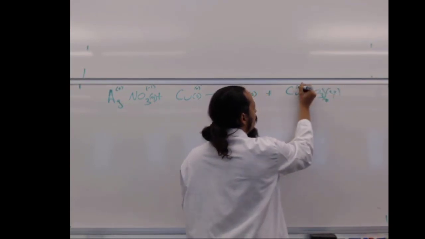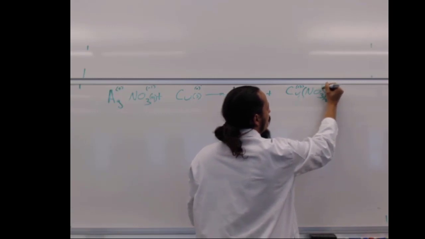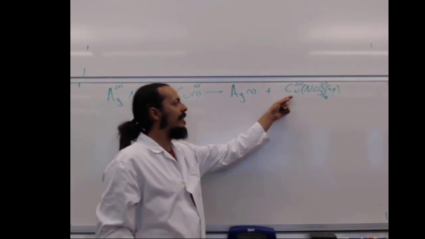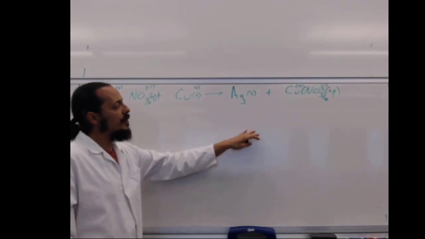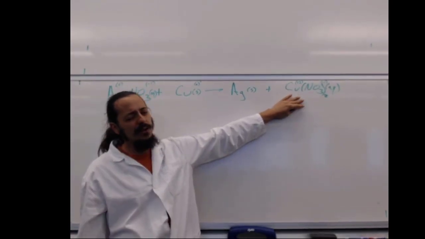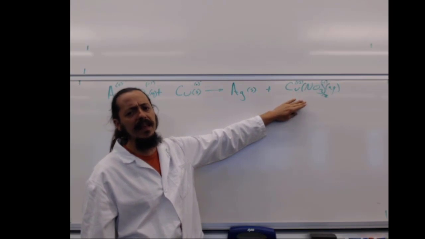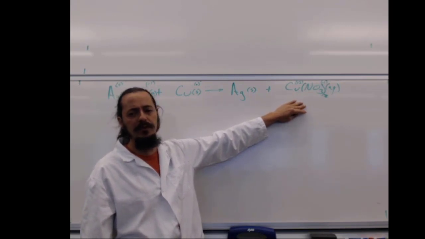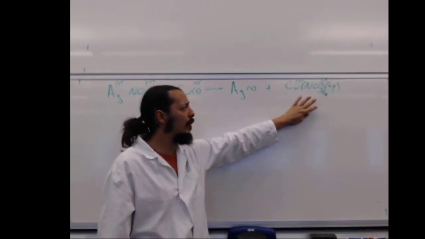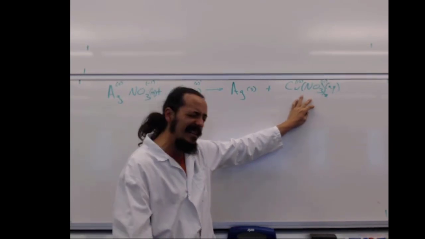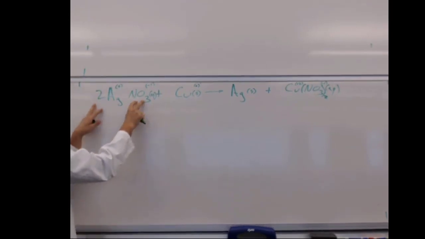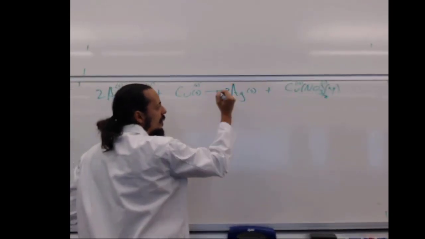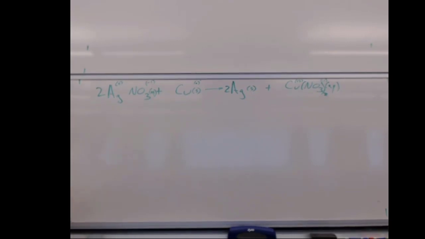That would be a +2 up there, -1 there. So 2 nitrates are attracted. This is copper 2 nitrate. So in this situation, I would need to tell you specifically that it was forming a copper +2 state in order for you to predict this product correctly. In terms of balancing, that means we're going to need a 2 there so we can have our 2 nitrates, and a 2 there for our silver.